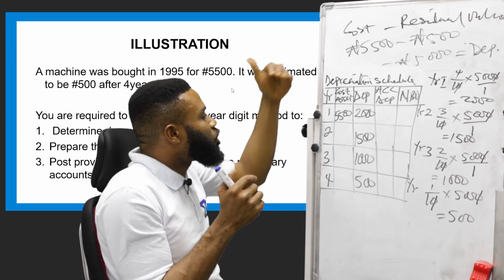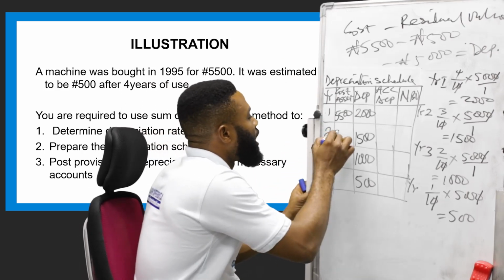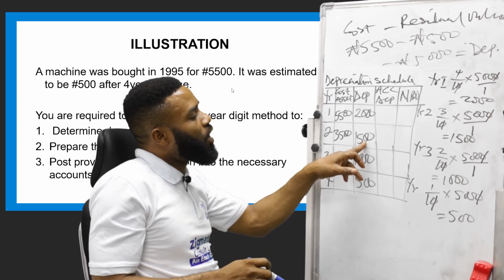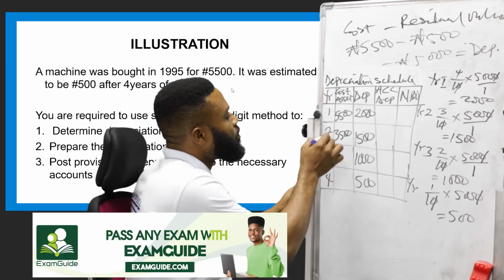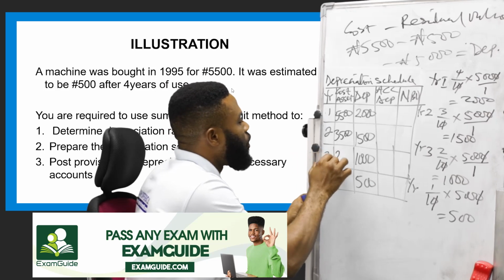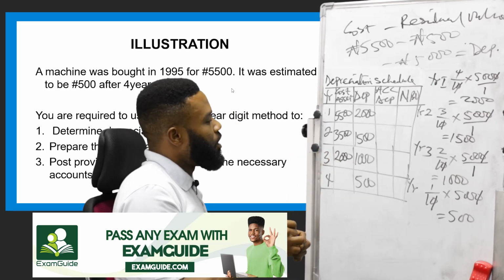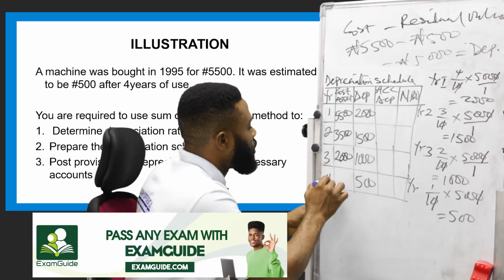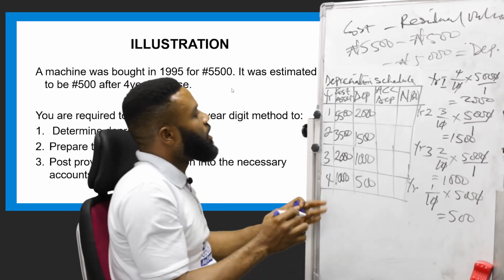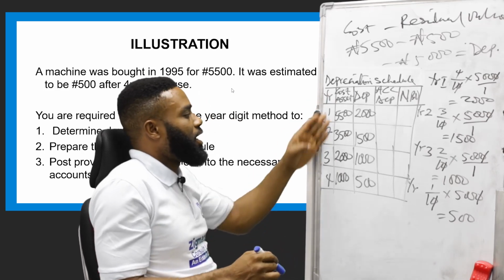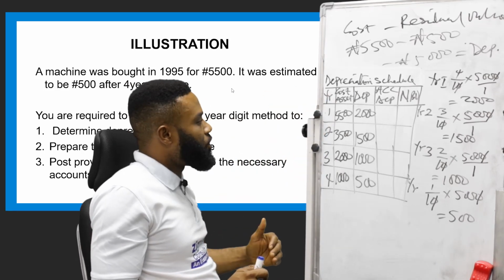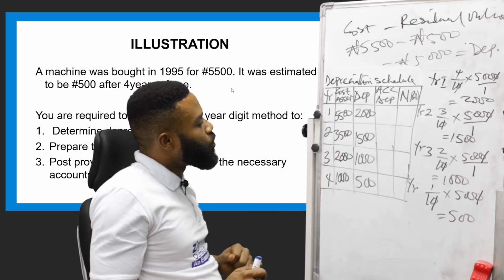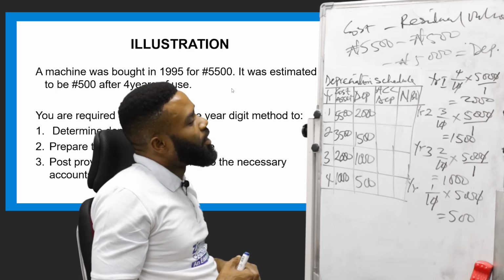from the asset, the cost of the asset will drop to what? 3,500. And then when you remove depreciation of 1,500 from here, from 3,500, the cost of the asset will reduce to what? 2,000. And then when you remove 1,000 from it, the cost of the asset will reduce to what? 1,000. So this is how the cost of the asset goes. 5,500, 3,500, and then 2,000, and then 1,000.